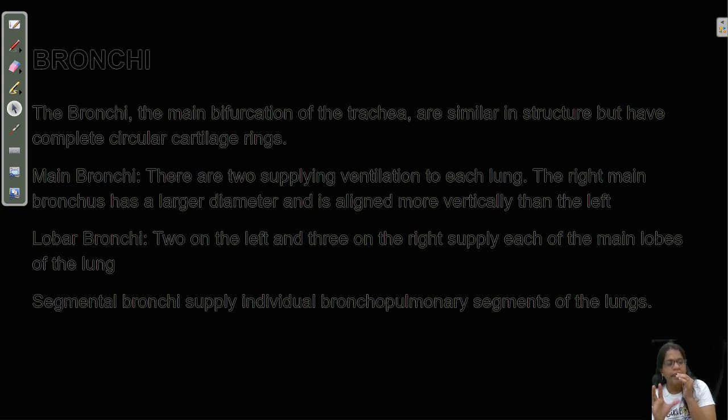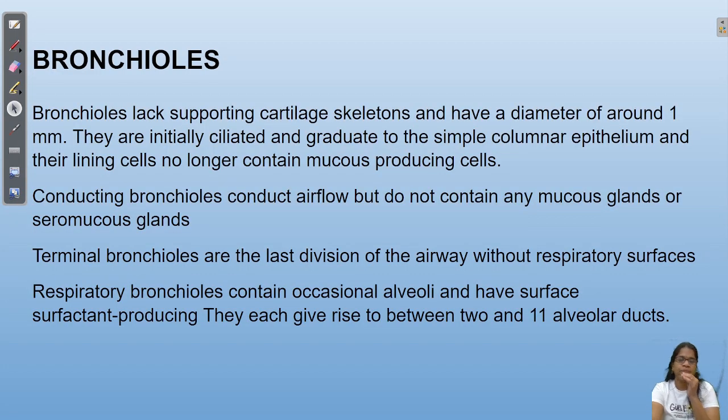These are the types of bronchi, and now this bronchi is leading to your conducting bronchi, then to the respiratory bronchi, and this to alveolar bronchi. Now bronchioles. This bronchi is further divided, I told you. The bronchioles lack the supporting cartilage skeletons and have a diameter of around 1 mm. They are initially ciliated and graduate to the simple columnar epithelium, and their lining no longer contains mucus producing cells.